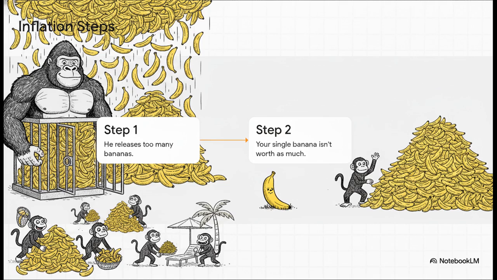Just imagine the silverback opens the gates and releases way too many bananas into the jungle. Suddenly, they are practically falling from the sky. Every monkey is frantically scooping them up, thinking they're rich. But because of that massive abundance, your carefully saved single banana, it just isn't worth as much anymore. Before, you could trade one banana for a prime spot in the sun. Now, the other monkeys won't even take it because they already have huge piles of their own. The sheer influx has instantly destroyed the purchasing power of your hard-earned stash.